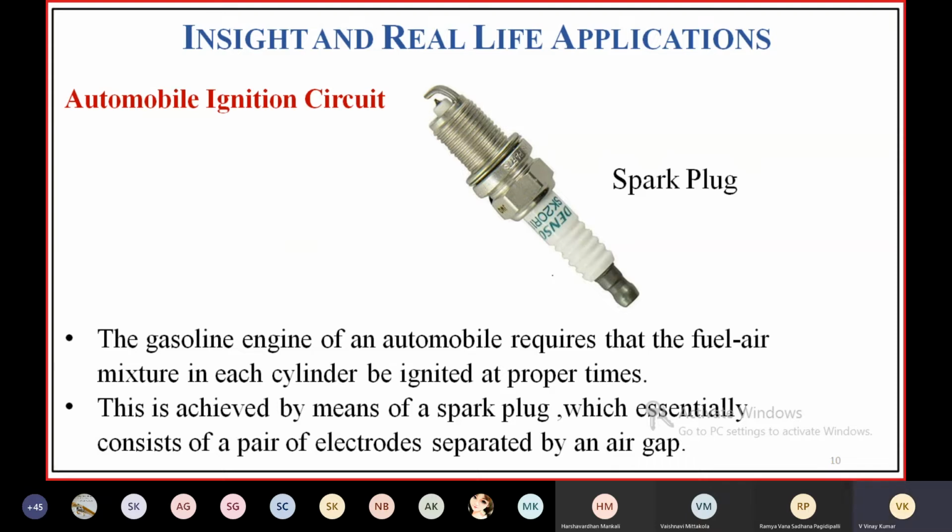Automobile ignition. This is an application of the RL circuit. In order to run an automobile, we have to ignite the fuel, right? So, in order to ignite the fuel, we have to produce a spark.